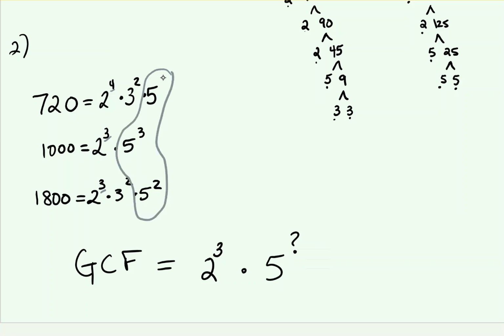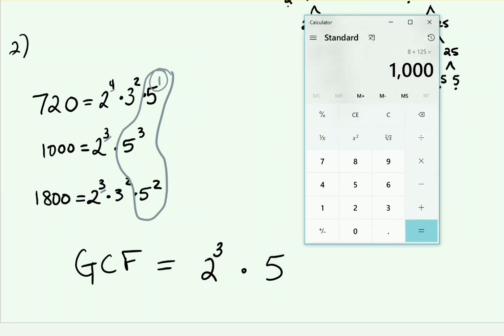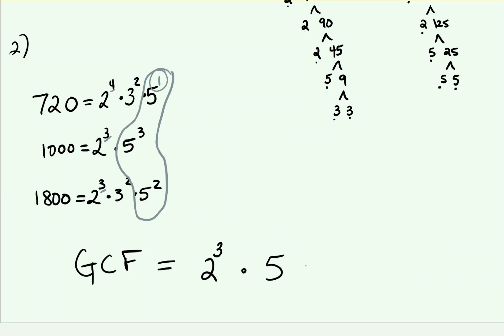Okay, we've got a 5 with an implied exponent 1, a 5 with an exponent 3, and we're going to choose the least. So we're going to write this as 5 to the first, or remember that is implied, you could just leave it as 5, because 5 to the first is 5. So our greatest common factor, if we wanted to know the numerical value of that, would be 2 times 2 times 2. So we've done 2 cubed times 5. So 40 is the greatest common factor of 720, 1000, 1800 altogether.